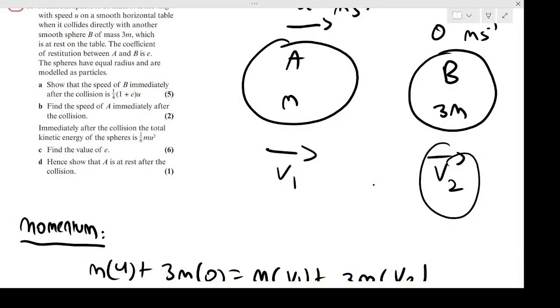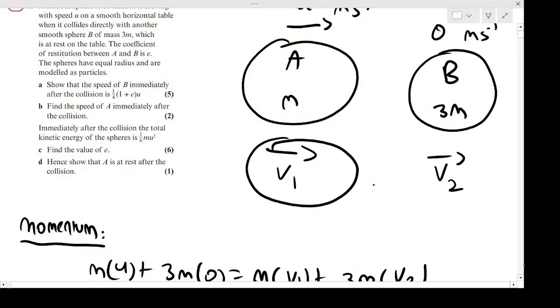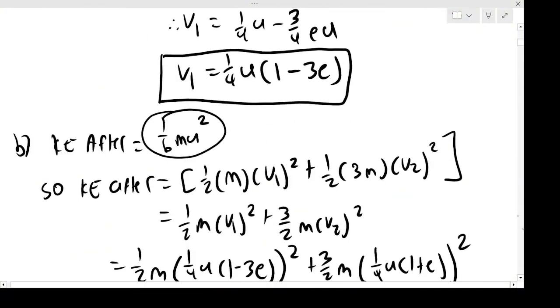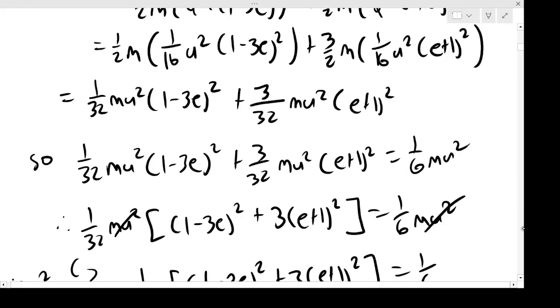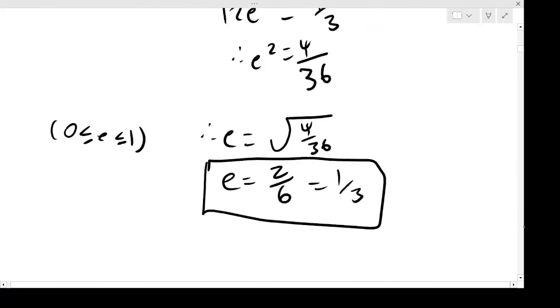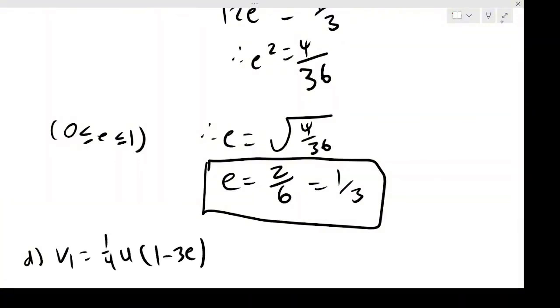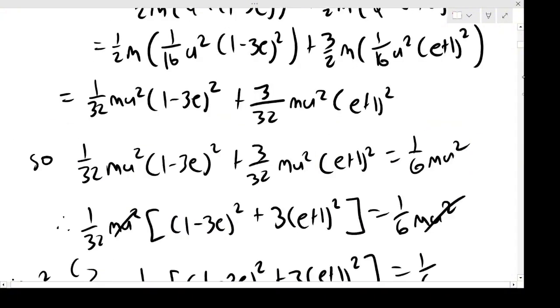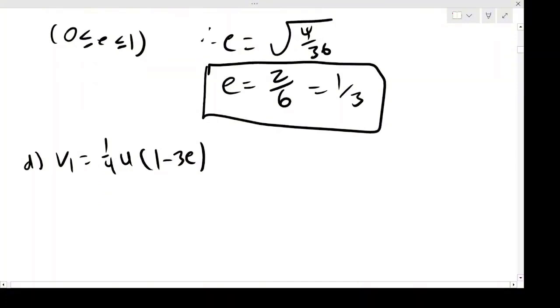And then for part D, it says, hence show that A is at rest after the collision. So that is referring to the speed V1 here. So we're going to need to investigate that. Now, we just worked out what E is, so we might be able to try that out with V1. So remember V1 was this expression here: a quarter U lots of 1 minus 3E, was it? Yes.